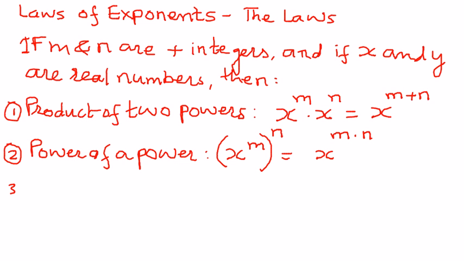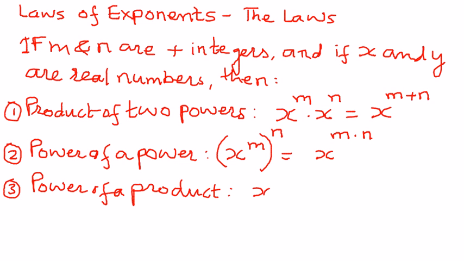Then the third one is power of a product. And how do we write this? If we have two terms, x and y, and if both these terms are raised to a power m, every one of the terms inside the parentheses will be raised to that power, like this, x to the power of m times y to the power of m.